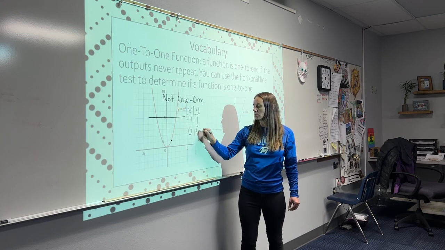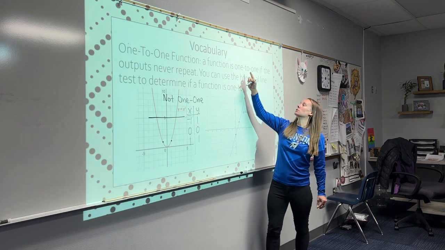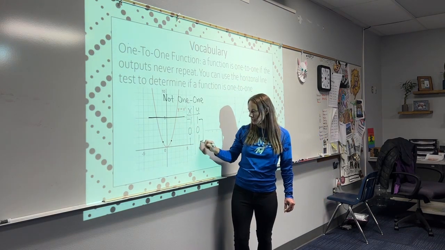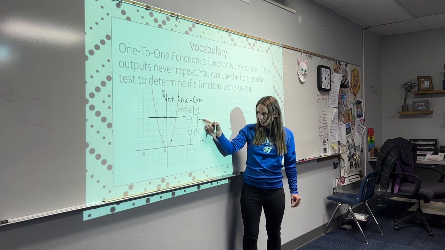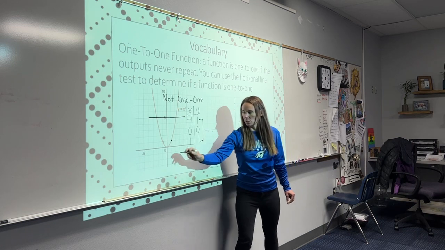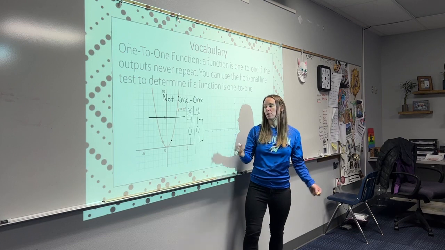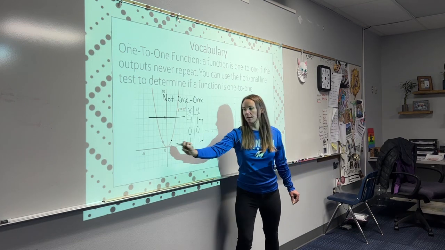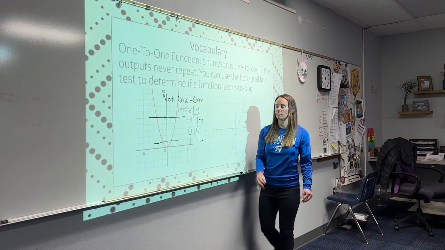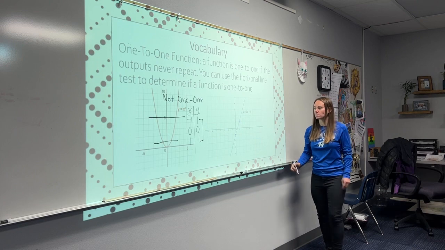Plug in 0, you get 0. Plug in 1, you get 1. And so this is saying it is not one-to-one if you have outputs that repeat. Before we were looking at the x's repeating, now we're looking at the y's. And so since these 2 points share the same y value of 1, it's not one-to-one. And because we can draw a horizontal line and we see that that point exists for both, not one-to-one. Is this one-to-one? No.